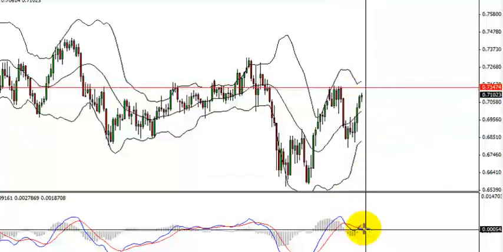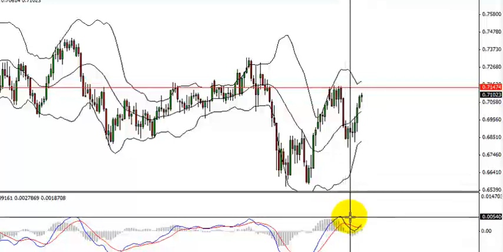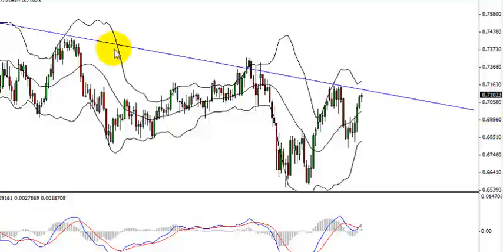But we can see a clear bearish divergence right here on the MACD that already tells us that the New Zealand dollar will probably be trading short very soon. We can even see a downtrend line right here, so probably we can expect a stop close to this level.